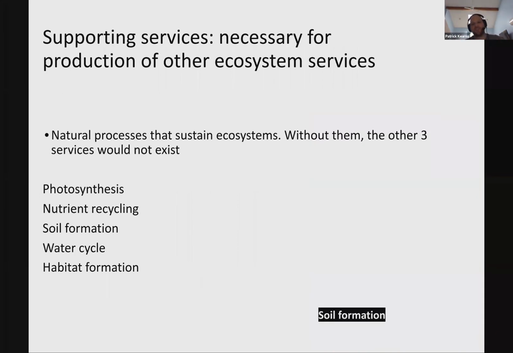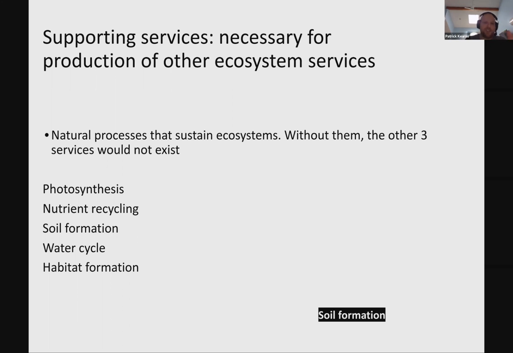And now that brings us to the final one, and this is the most abstract one, and I think probably the most difficult to understand, but it is the underpinning of everything else we've talked about. These are the supporting services. They include photosynthesis, the cycling of nutrients, making new soil, cycling of water, and forming habitats. All these things come together. Basically, they're the interactions between the living and the non-living stuff. It's basically just nature doing its thing.